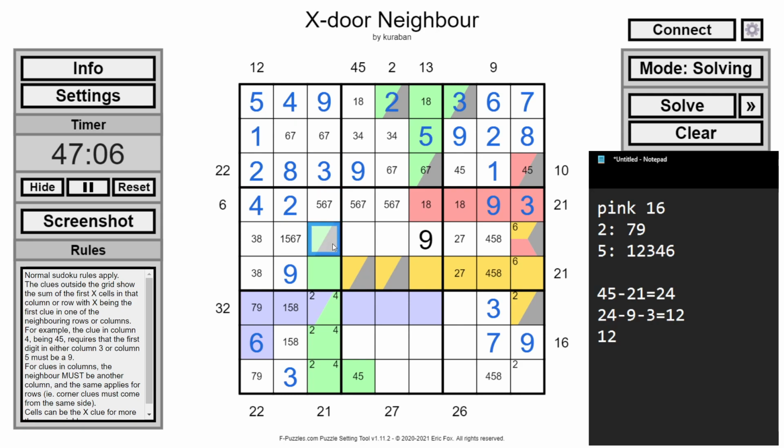Is that possible? If this was a 1, this could be 5, 6. If this is 4, this is 1, 5, 6. Is there a reason why that's not possible? I don't see one. Fortunately, that seems to work just fine.